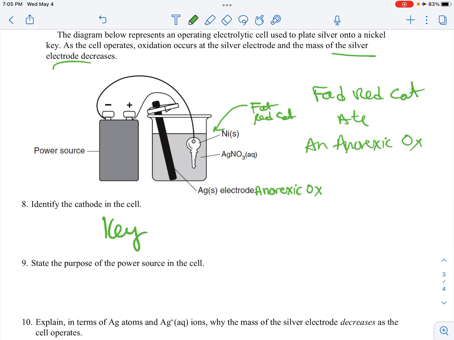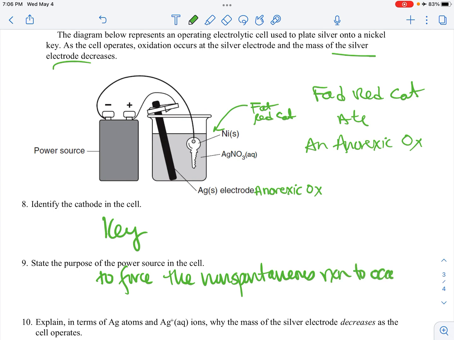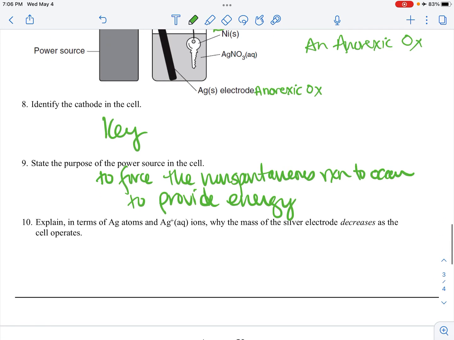State the purpose of the power source in the cell. Well, this is electrolytic, which means it is a non-spontaneous reaction. So to force the non-spontaneous reaction to occur. To provide energy. You don't have to write all of this, just provide energy. I'm going to read from the answer key. It says, the cell requires the electrical energy for the non-spontaneous reaction to occur. The power source causes silver atoms to oxidize.